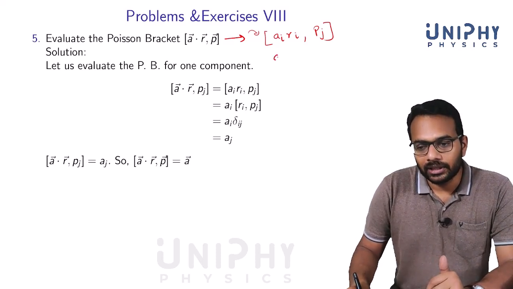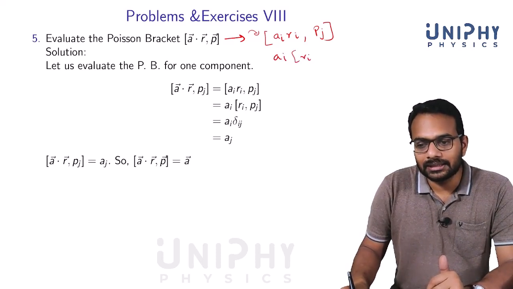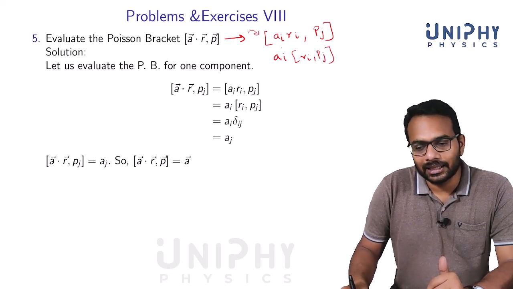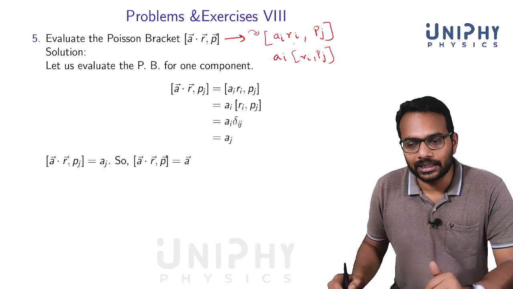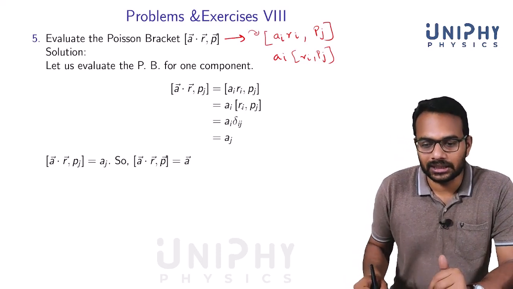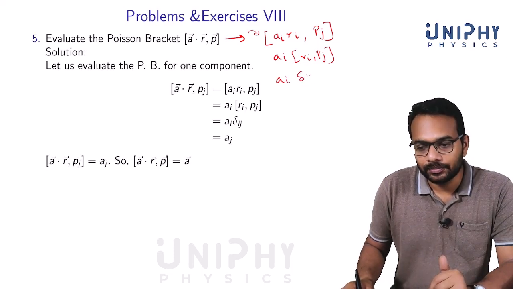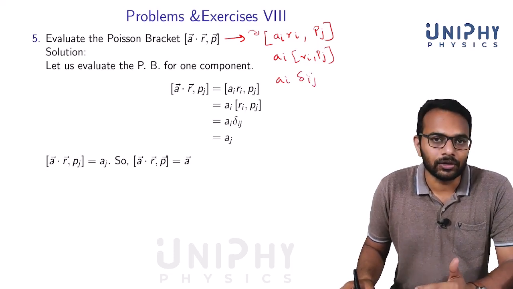Now we can pull this a_i outside. So this is simply r_i with p_j. This is the convenience of using the index notation and the Einstein summation convention. And we know that r_i with p_j is actually delta_ij. That's one of the fundamental Poisson brackets.